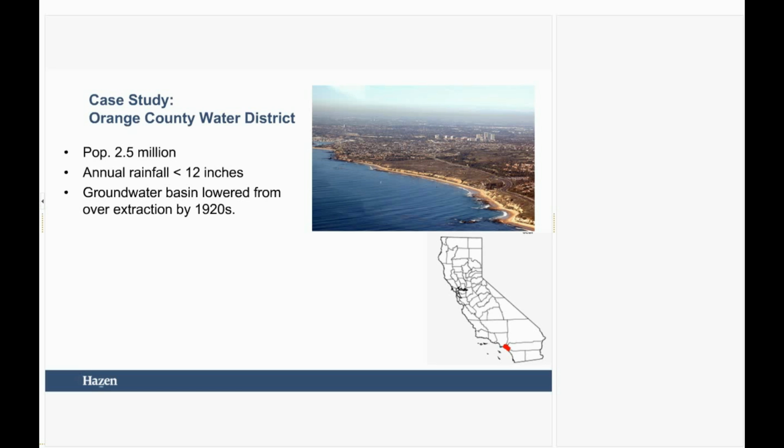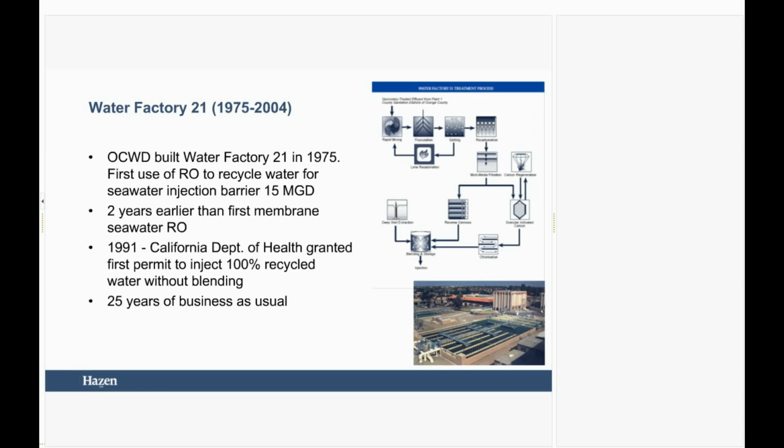And Orange County is kind of wedged between southern Los Angeles and northern San Diego. It has about 2.5–3 million people, but very low rainfall. And the groundwater basin there had been lowered from over-extraction since the days of irrigation and farming in the 1920s, and seawater intrusion has become an issue.